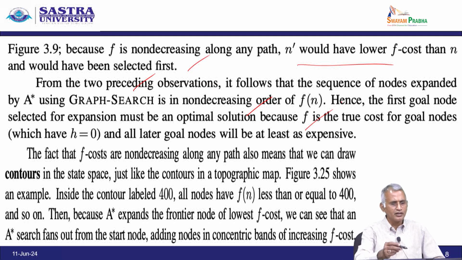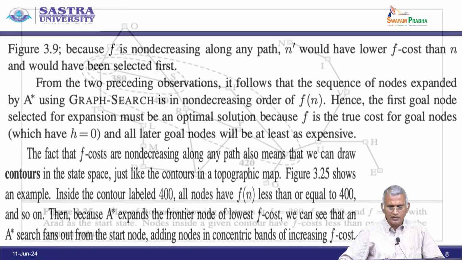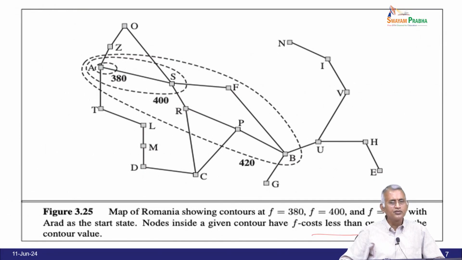The fact that f costs are non-decreasing along any path also means that we can draw contours in the state space, just like the contours in a topographic map. Figure 3.25 shows an example. Inside the contour labeled 400, all nodes have f(n) less than or equal to 400, and so on, because A star expands the frontier node of lowest f cost. So we can see that A star search fans out from the start node, adding nodes in concentric bands of increasing f cost. So, this is the picture we showed, 3.25.